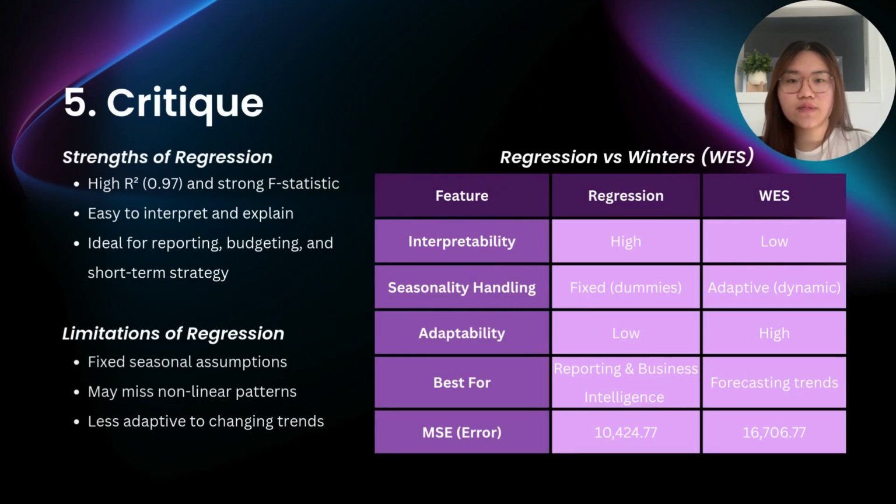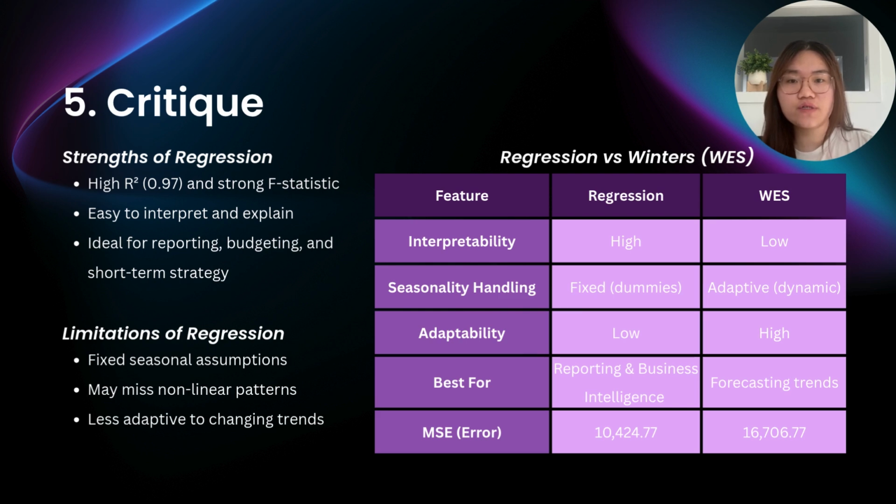Let's recap this regression model and compare it to the Winters exponential smoothing model from our previous assessment. This model performed well in terms of technical fit, explaining 97% of the variation in retail trade over the same period. The time variable is highly significant, showing a strong upward trend. Also, dummy variables for November and December are significant.